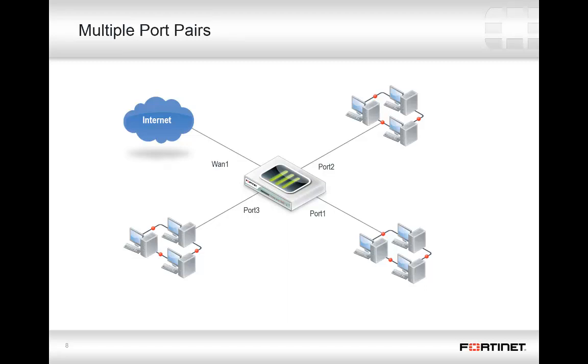Here's an example where 2 port pairs are used. This FortiGate has 4 ports, each connected to different physical locations, but traffic is not allowed to flow between all 4 locations. Policies only allow traffic between ports in the same pair, between port 1 and port 2, and between port 3 and WAN 1. So in this example, the network on port 3 can reach the internet through WAN 1, but the networks on port 2 and port 1 can't reach the internet. They can only reach each other.